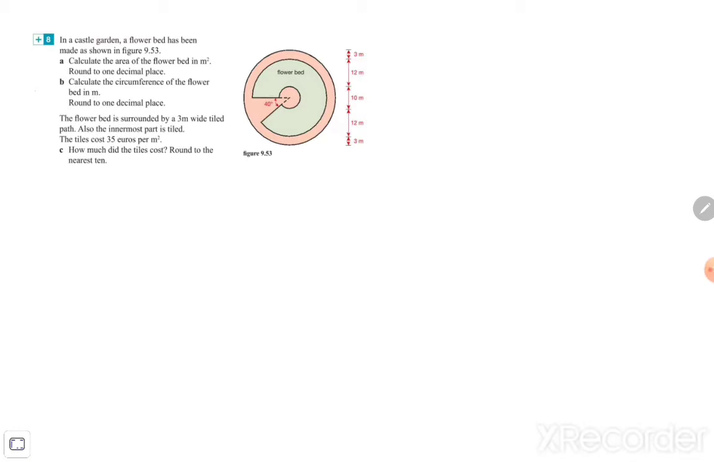Here is an explanation video about exercise 8. Exercise 8 is about a castle garden. A flower bed has been made, shown on the right side. Calculate the area of the flower bed in square meters and round to one decimal place.